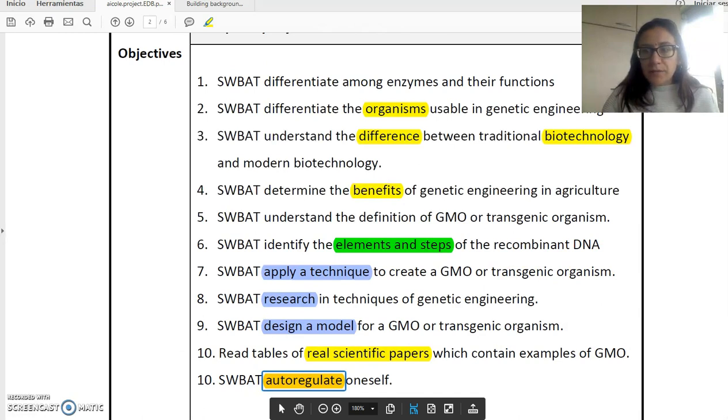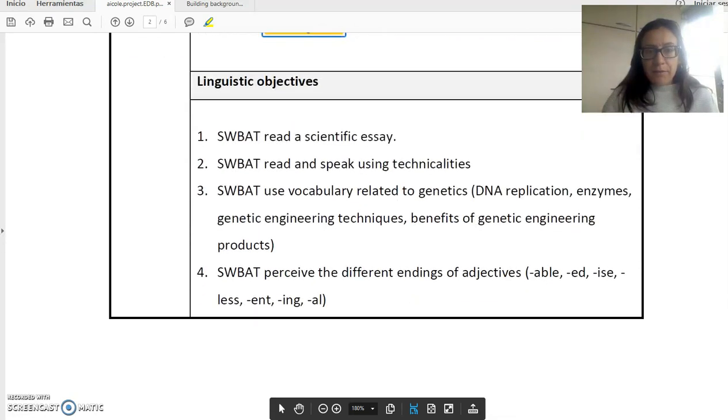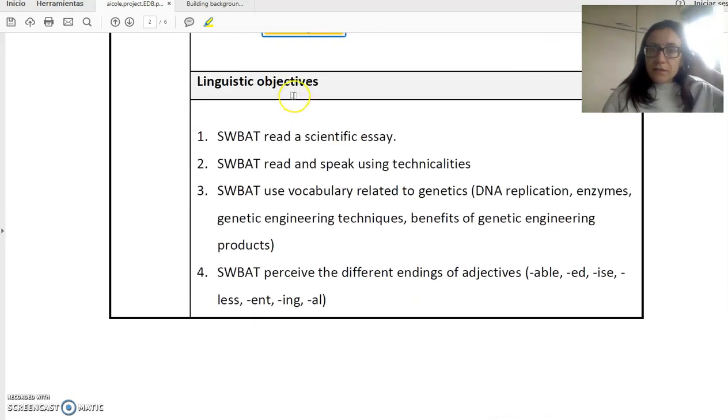So, back to the objectives. About the linguistic objectives, they will have to read a scientific essay, the one from activity 4. They will have to read and speak using technicalities. That's something I'm going to evaluate. They will have to use vocabulary related to genetics. It's kind of similar to the second, but this one is specified into genetics.